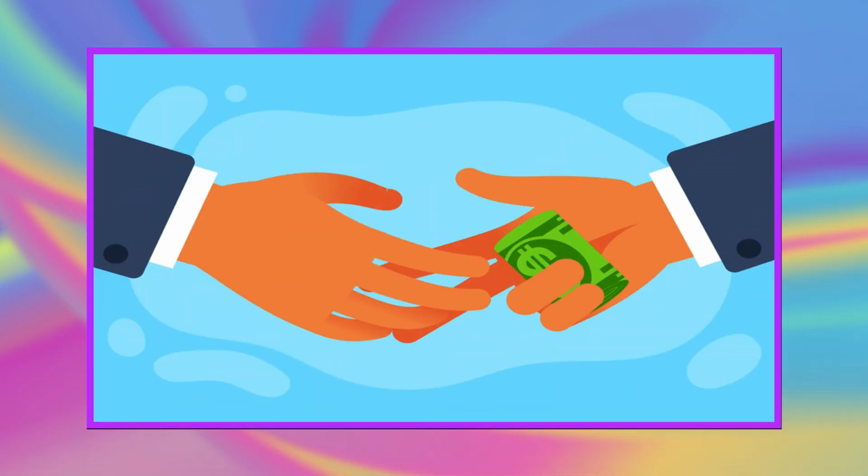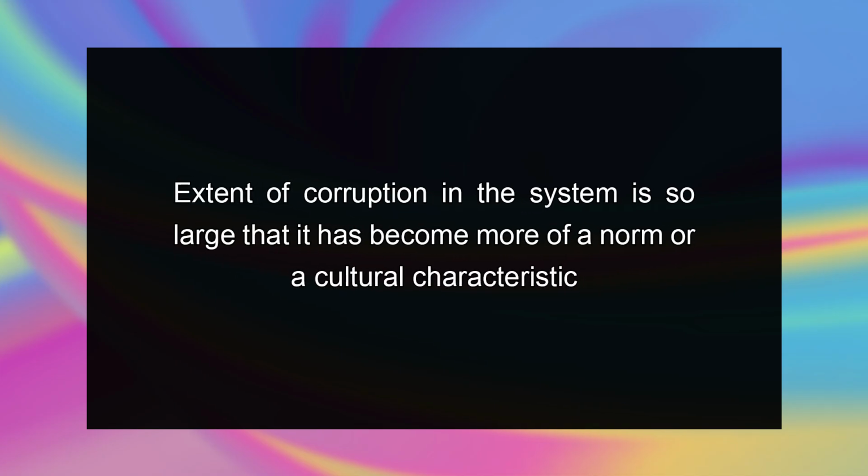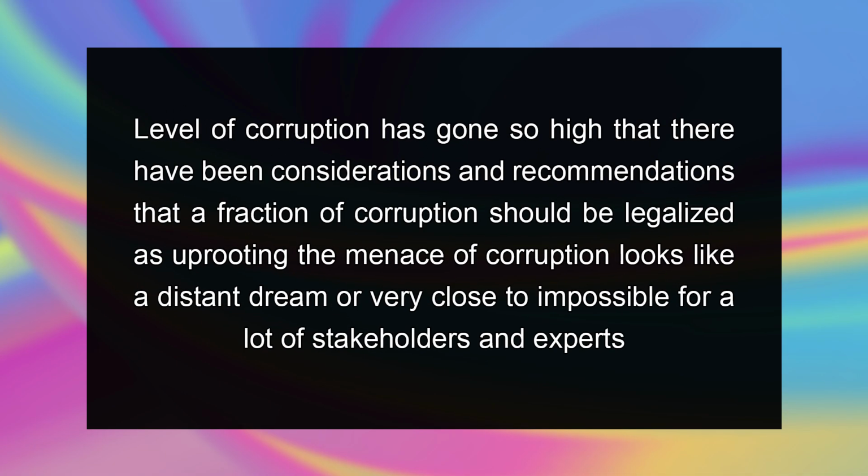It is observed that increasing corruption in the matters of delivery of goods and services has become a challenging factor. Such lapses are representative at both individual as well as collective levels and have been one of the primary impediments towards any development, particularly in the administration. The extent of corruption in the system is so large that it has become more of a norm or a cultural characteristic. The level of corruption has gone so high that there have been considerations and recommendations that a fraction of corruption should be legalized, as uprooting the menace of corruption looks like a distant dream or very close to impossible for a lot of stakeholders and experts.